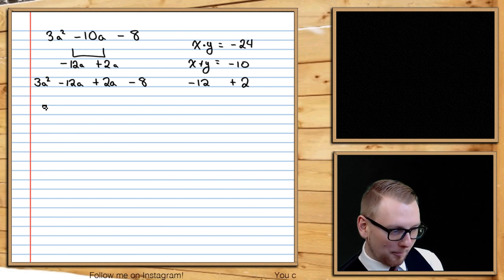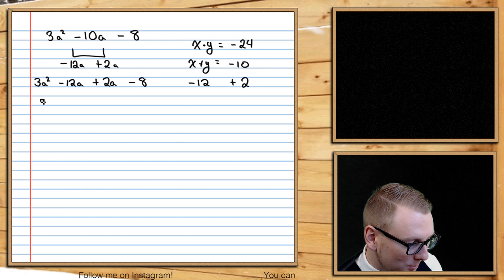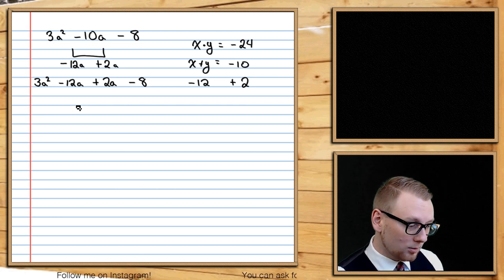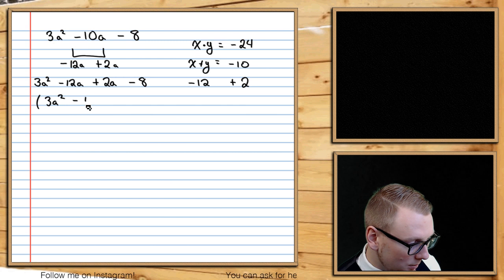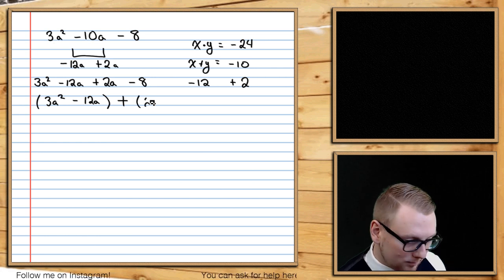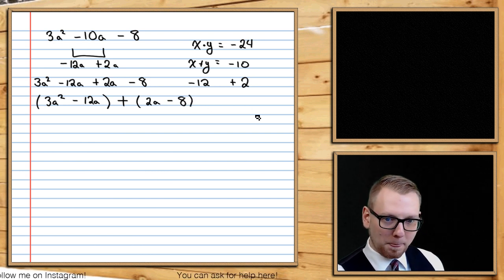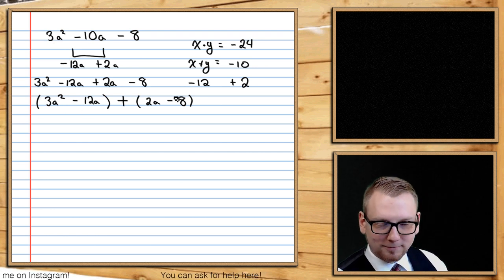Perfect. Okay. The next step is we're going to group them together. We're just going to group the first two terms and the second two terms. So I'm going to write it again. 3a squared minus 12a, and then add the second two terms, 2a minus 8. Okay. Good with the grouping now?